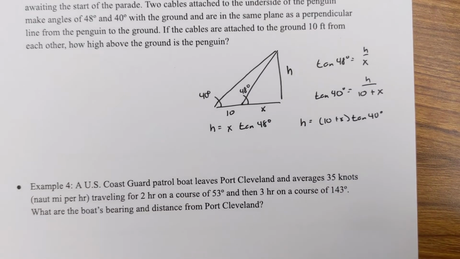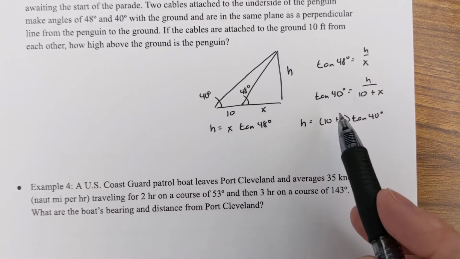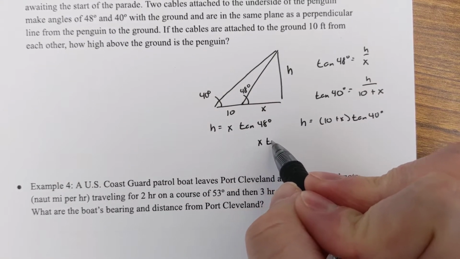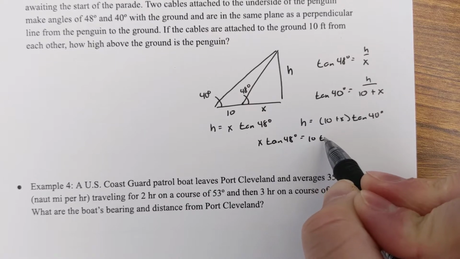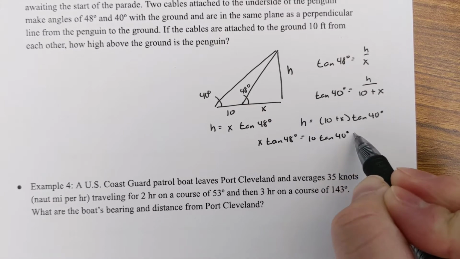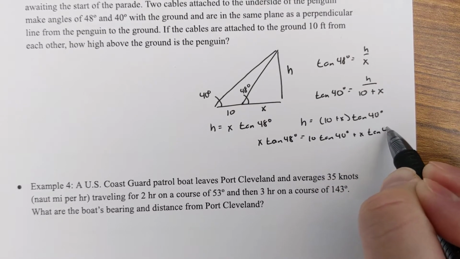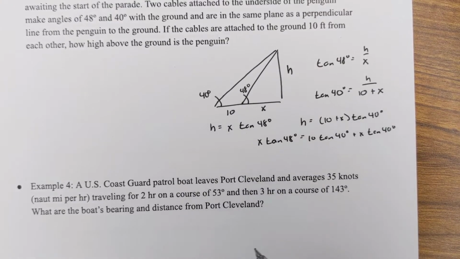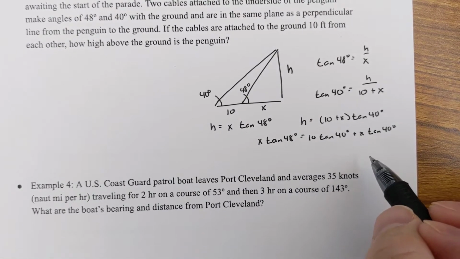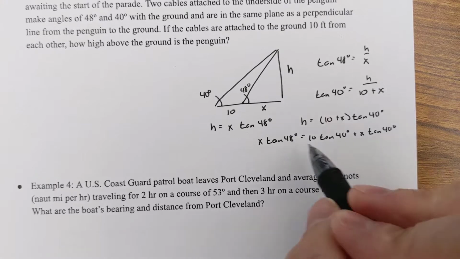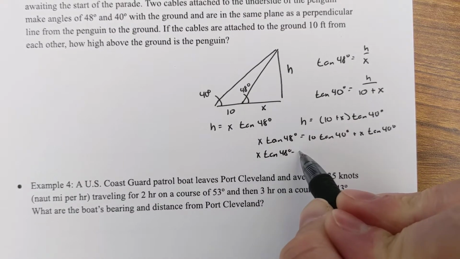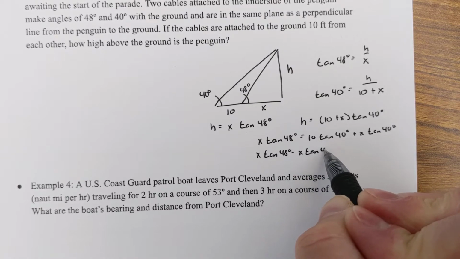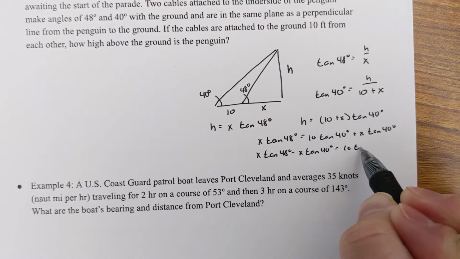tangent 40. Now the thing is, the penguin is the same height in both cases, which means these two equations are equal. I'm actually going to do some distributing, 10 tan 40 plus x tan 40. So these two things have to be equal. Get all your x's on one side, so this guy needs to come over here. So x tan 48 minus x tan 40 equals 10 tan 40.